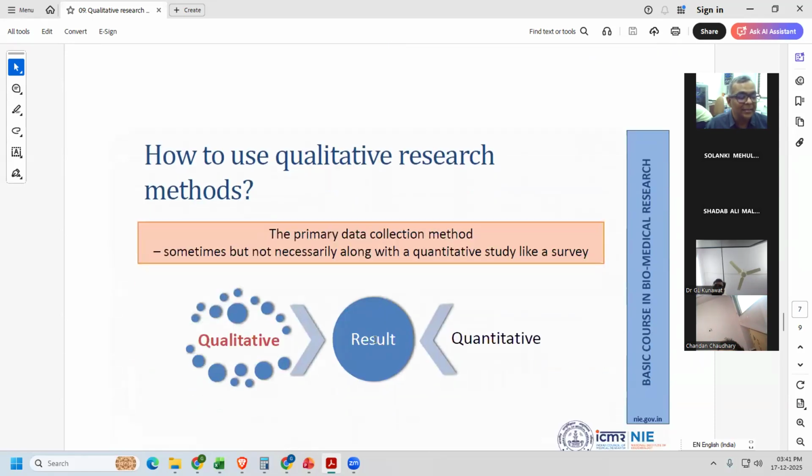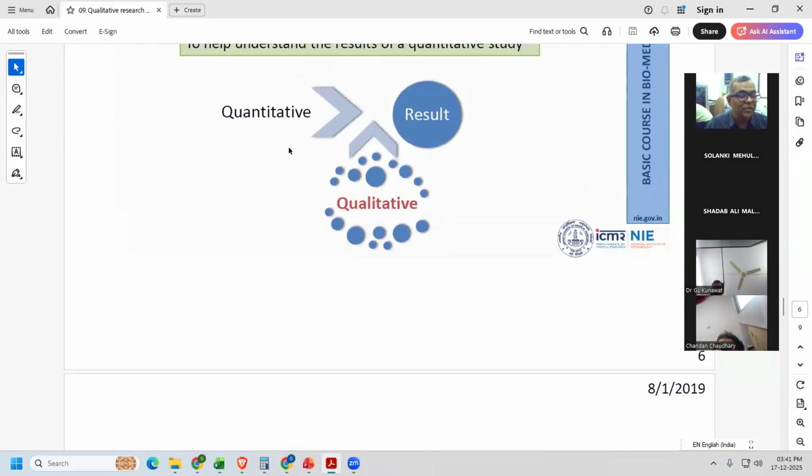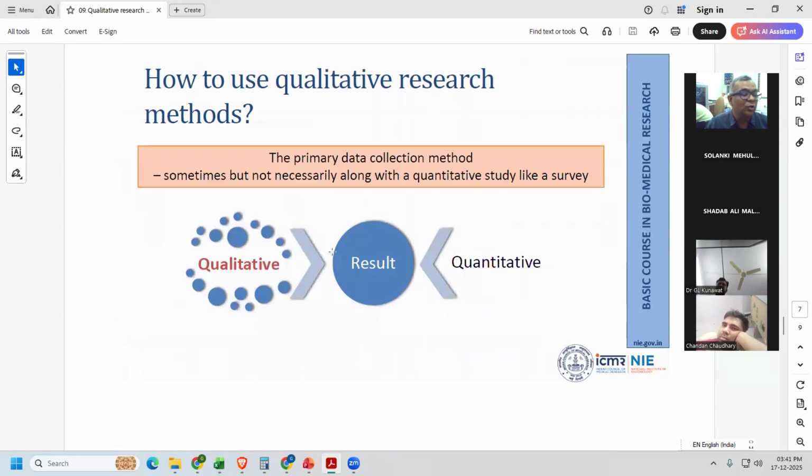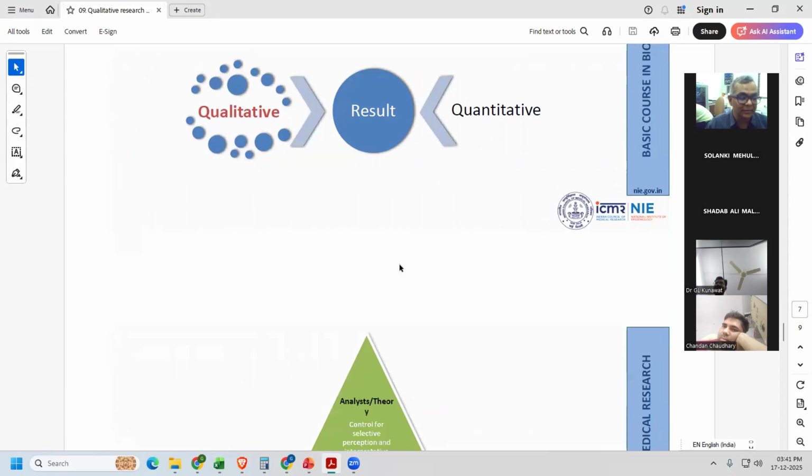In the third case, there is a mixture, or we can say triangulation, of quantitative and qualitative. And the last method is that you can have both separately and go for a result. So this will be a primary data collection method. This is a secondary data collection method, and you can go for a result.